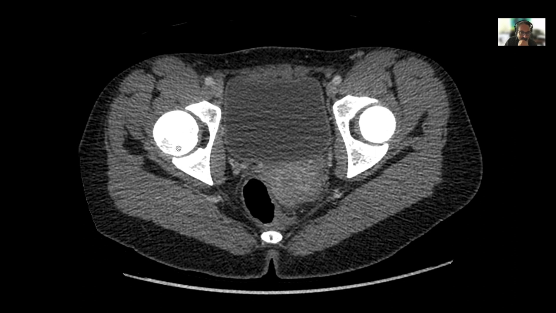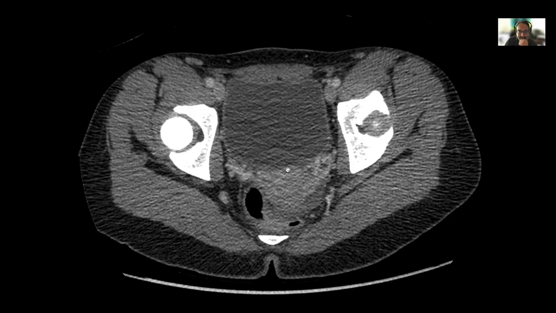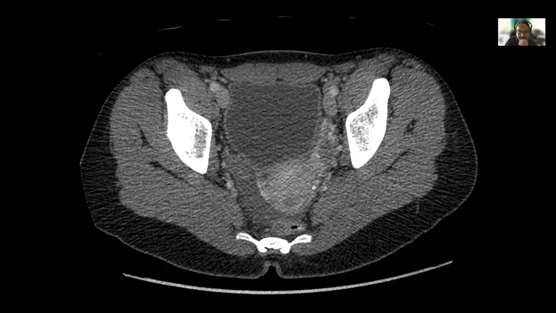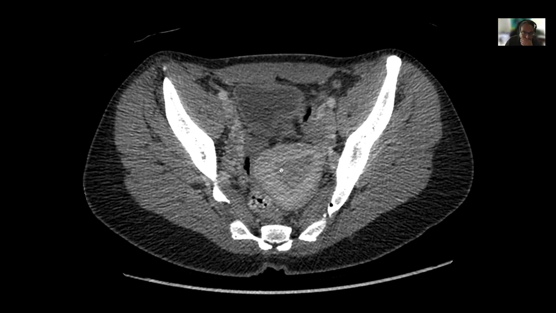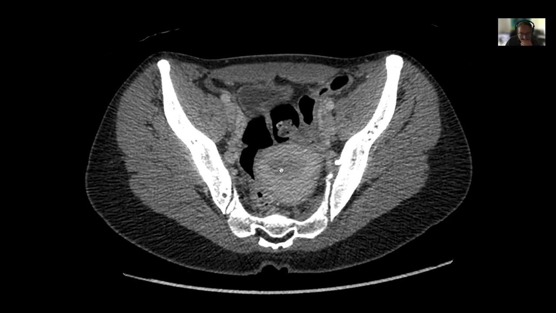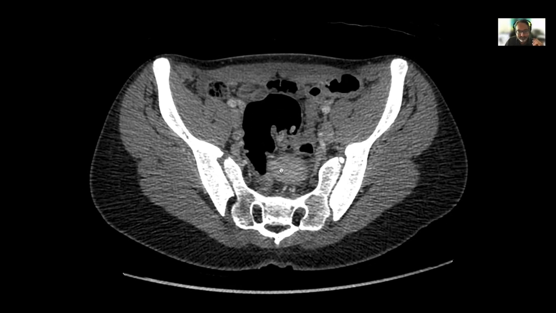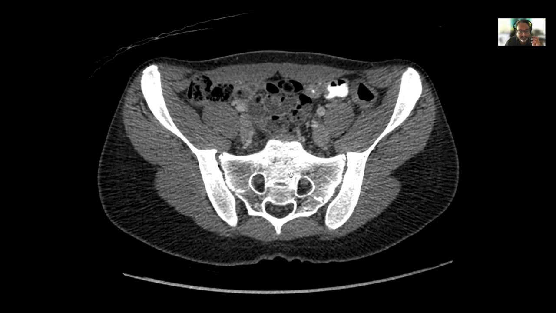Here you can see the head of the femur and the acetabulum. So this is the pelvis. And that I think is the bladder. Yes, and that's the uterus. This is a female section. So does that help? Yes, definitely. That's fantastic.